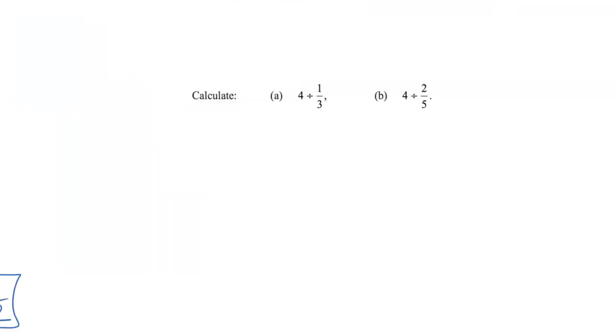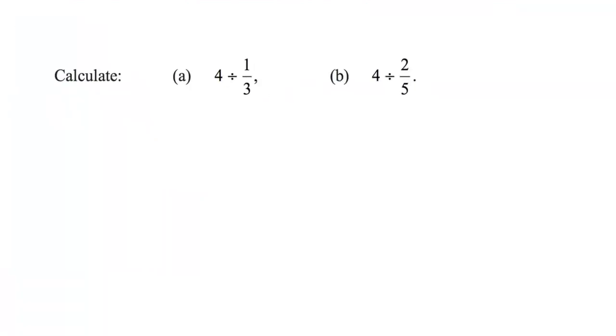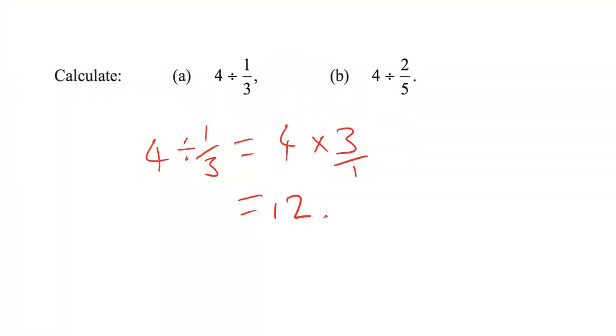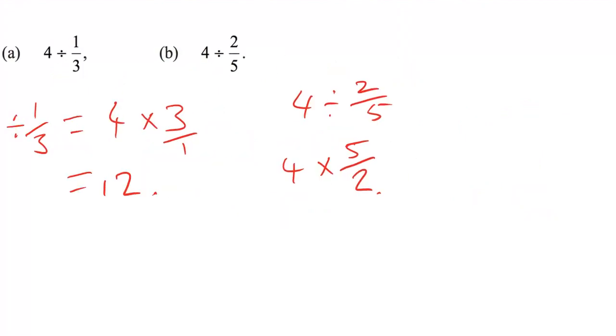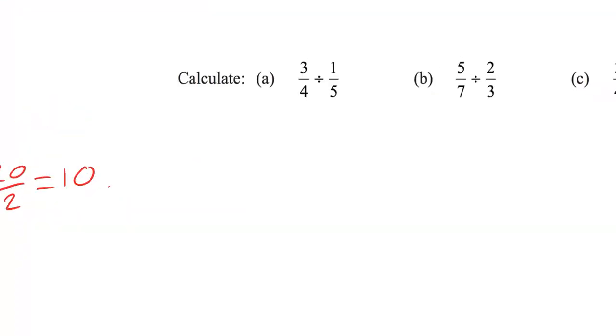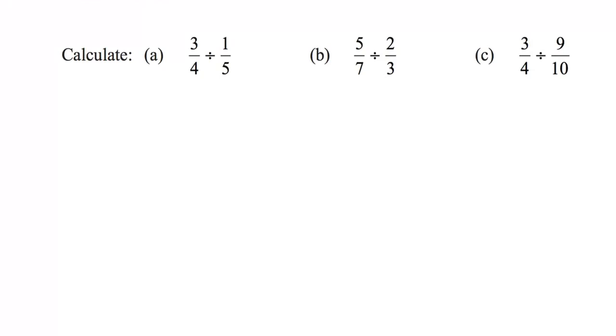So let's take a look at some further examples. If I have 4 divided by a third, that is the same thing as 4 multiplied by 3, or 3/1. And of course, that's just going to be 12. If I have 4 divided by 2/5, it's the same thing as 4 multiplied by 5/2. Well, 4 times 5/2, we multiply the numerator by the whole number, so it's 20/2, which can be written as 10.